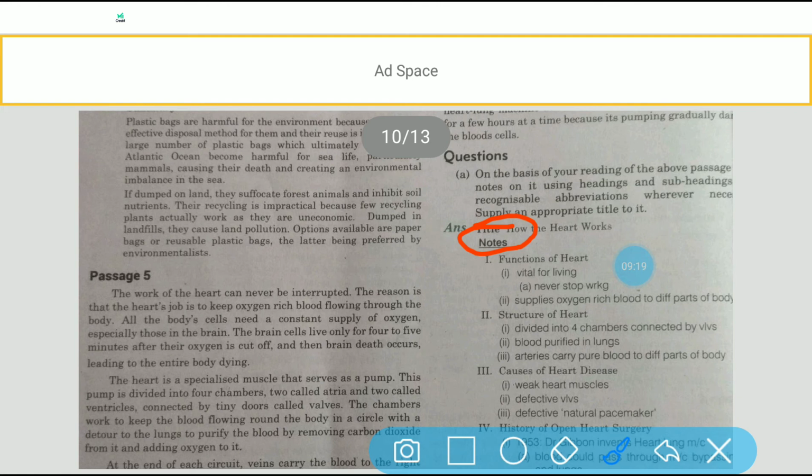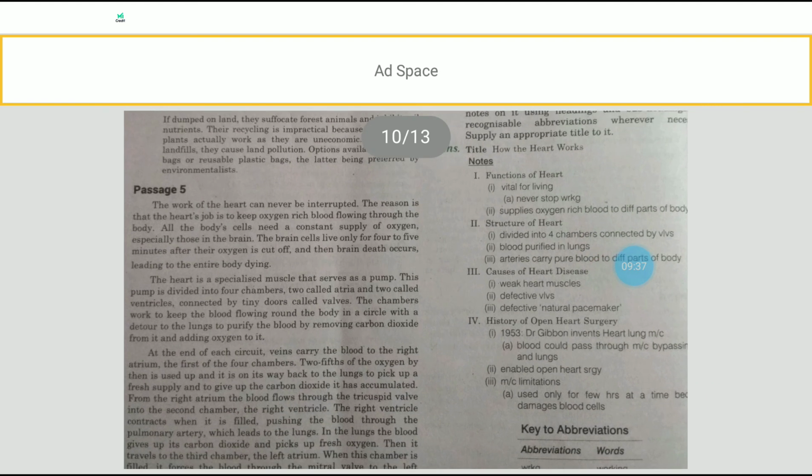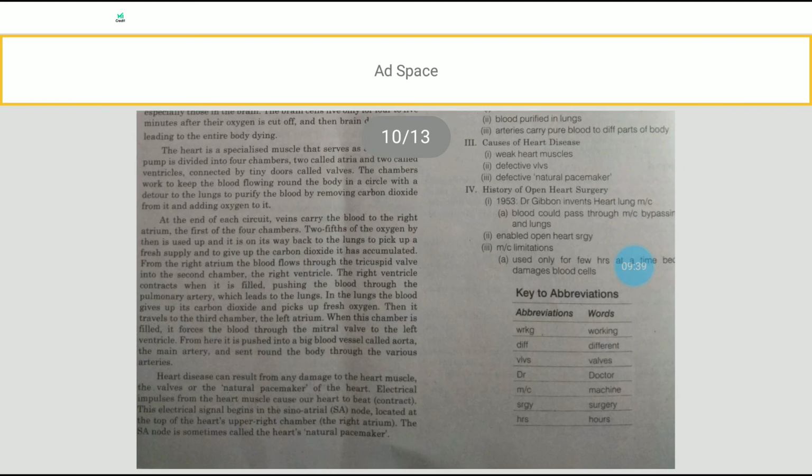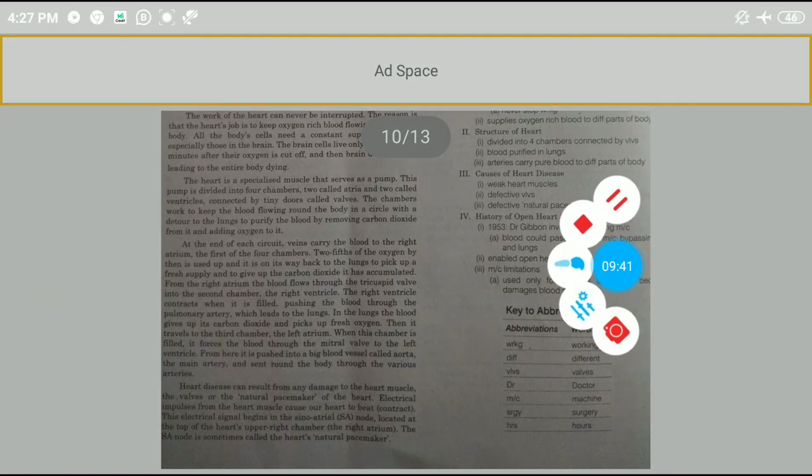Whenever you read any chapter in any subject and you have to do written work, you write only the important points related to that chapter. The same thing you have to do in this English passage. Alright, now come to the another part.